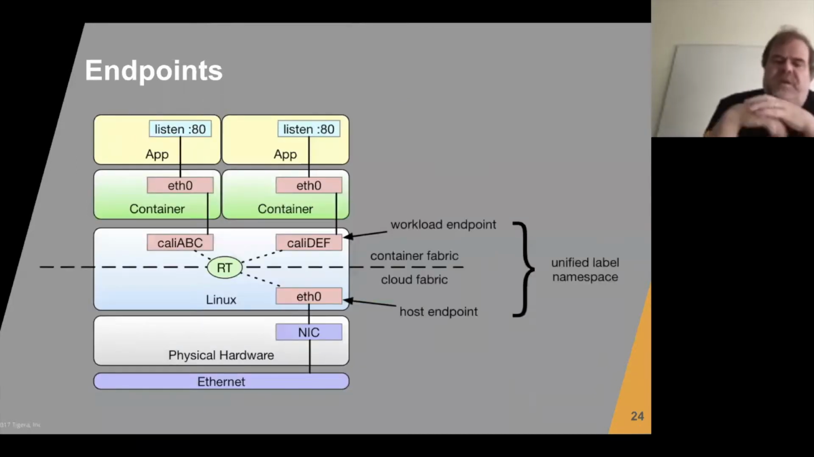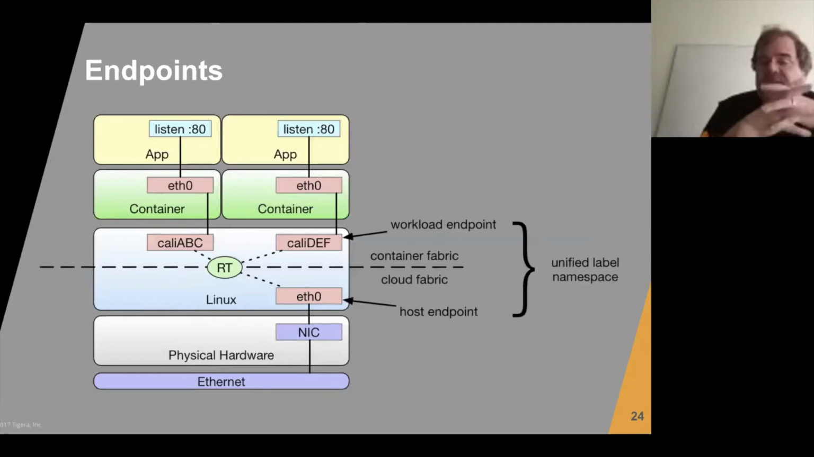So what we do in Calico in order to make this work is we actually turn the Linux server into a router, and each container has its own interface. In this case, a Calico interface, which is a virtual Ethernet. And so each container is its own unique endpoint in the infrastructure, and it hosts its own applications.